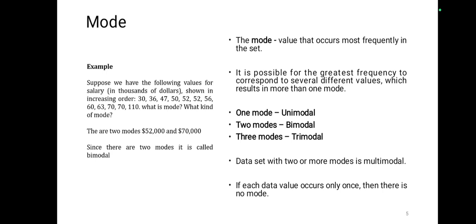For example, here also I have taken the same previous example. So what is the mode and what kind of mode? Here, if you take this, I have 52,000 occurring twice and also 70,000 occurring twice, right? Since there are two modes in this, I have the bimodal. So you have to calculate how many times each value appears. That is the importance of mode.